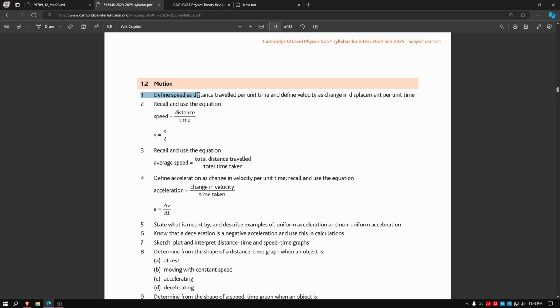Number one, define speed as distance traveled per unit time and define velocity as change in displacement per unit time. Okay, speed is distance traveled per unit time and velocity is change in displacement per unit time. And in theory, change in displacement is basically also distance traveled, but you know, slight differences.